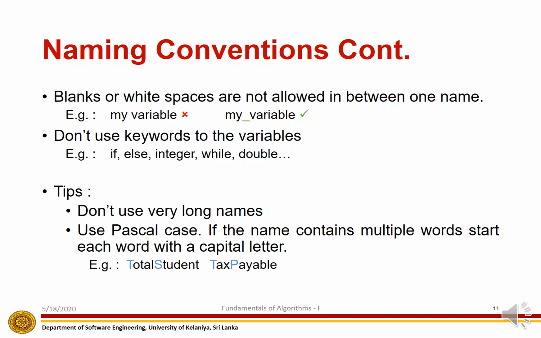There are some other cases in the naming conventions, like camel case, which starts with a simple letter and the other words start with a capital letter. Camel case is mostly used for variable naming. In here, I am suggesting to use Pascal case for algorithm names. Those are the naming conventions we must follow in here.